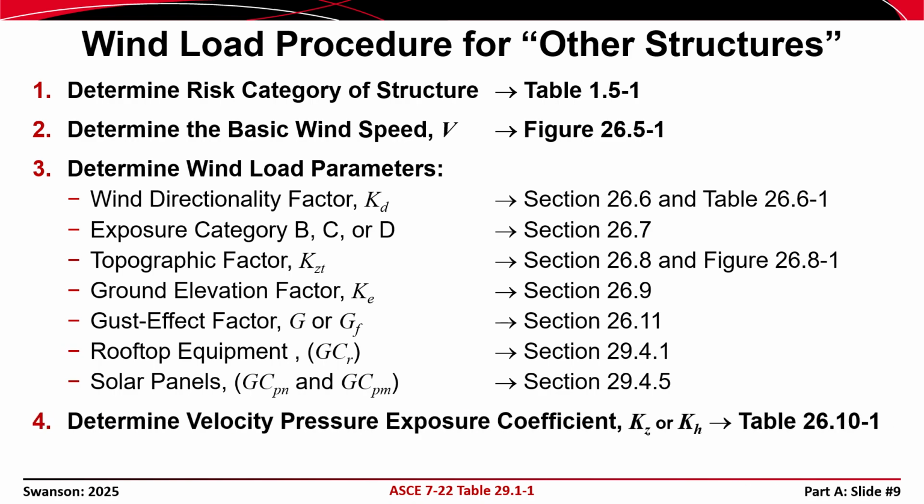The fourth step is to determine the velocity pressure coefficient, which is a variable that is used to account for how wind speed changes based on the height above the ground and the roughness of the surrounding terrain. The velocity pressure coefficient is often presented in two ways, as k sub z or as k sub h. When it is presented as k sub z, the velocity pressure coefficient is evaluated at some arbitrary height z above the ground, and when it is presented as k sub h, it is evaluated at the mean roof height h, which is also measured relative to the ground level.